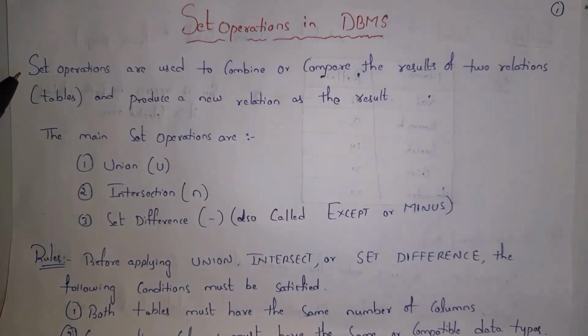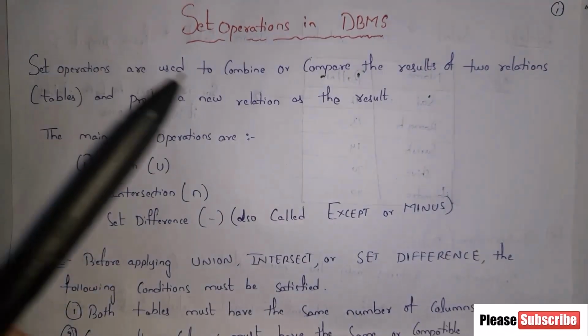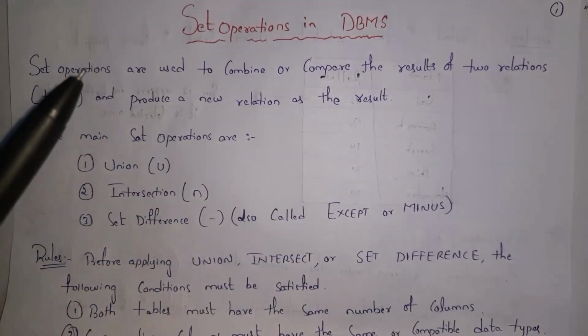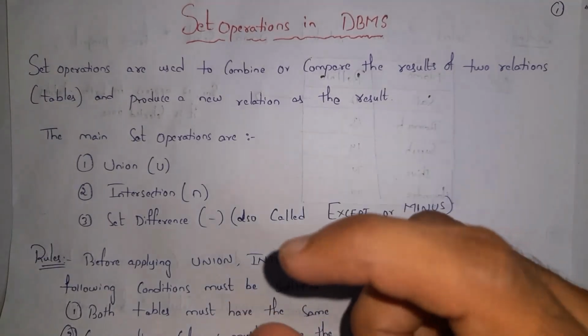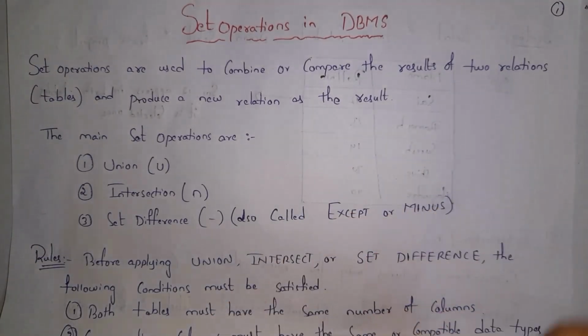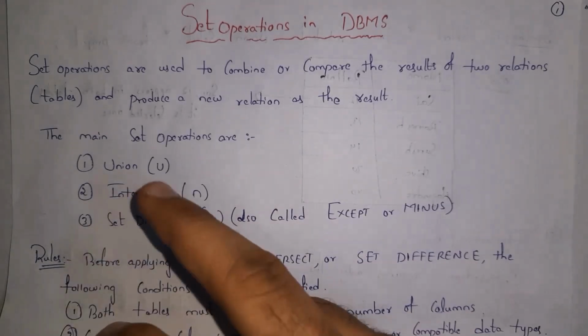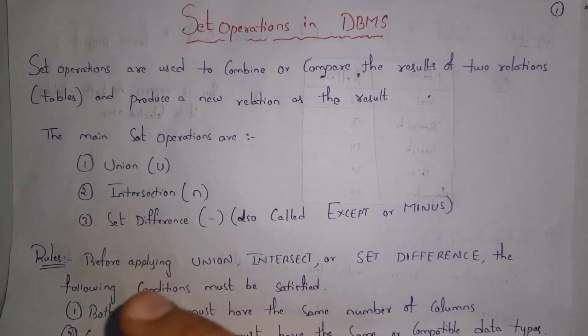Let's get started. Set operations are used to combine or compare results of two tables and produce a new table as the result. Guys, set operations are used to compare two tables. After comparing two tables, the two tables are combined and a new table is created. We call that new table the result. There are three main set operations: union, intersection and set difference. We also call set difference except or minus.